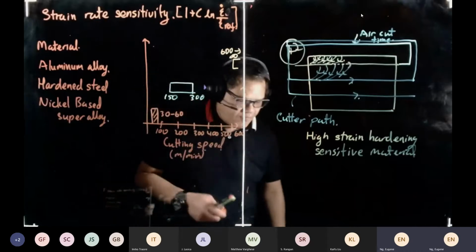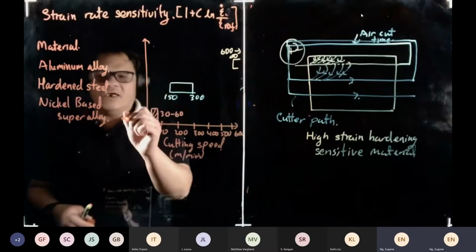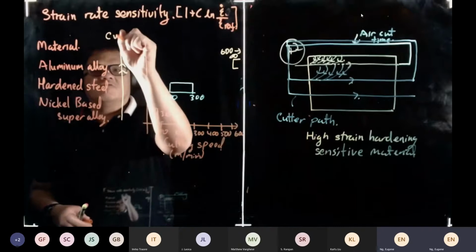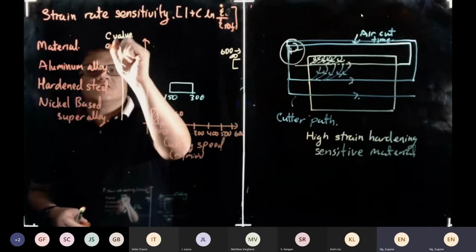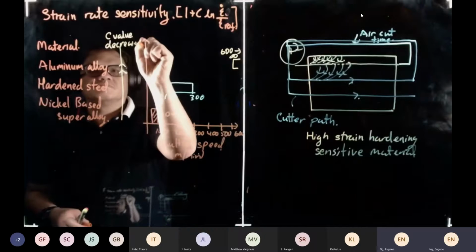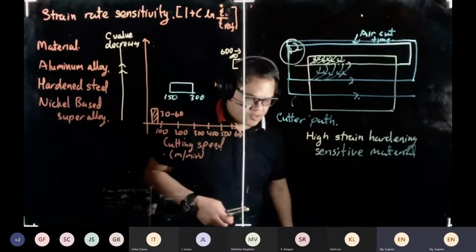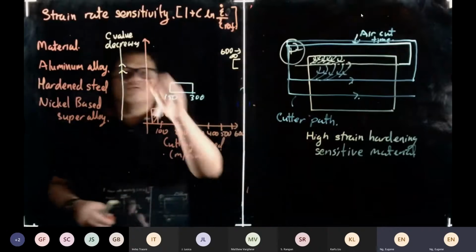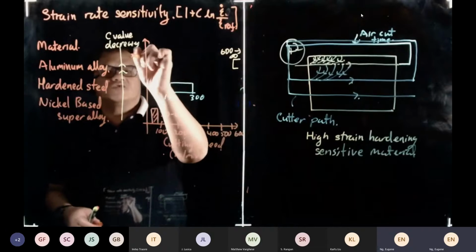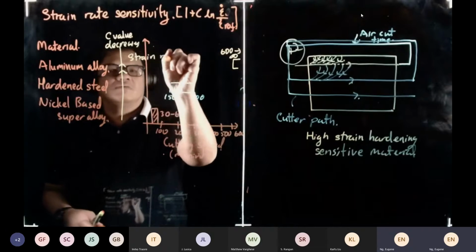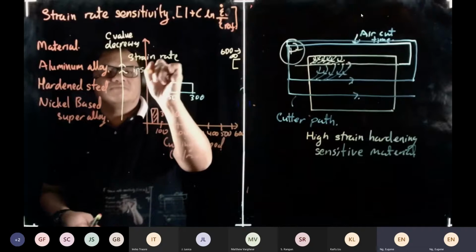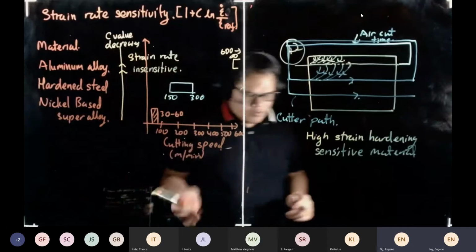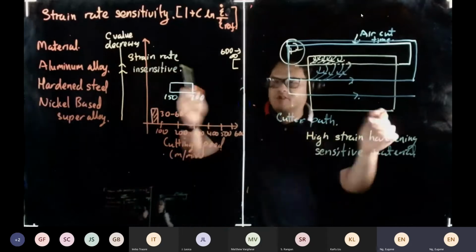So why is this the fact? Because when you head towards this direction, the C value decreases. So the C value decreases means what? Following this arrow, the material is strain rate insensitive. And when it's insensitive, the range you can operate in is much bigger.